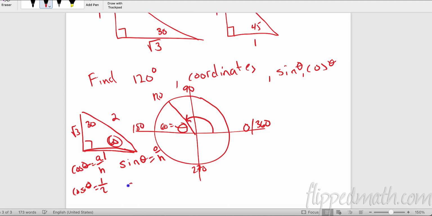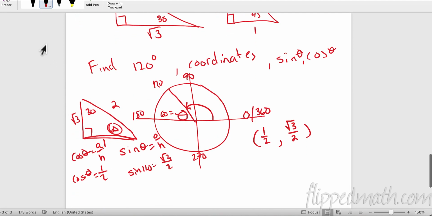The sine of 120, opposite, radical 3 over 2. All right, now we're going to find our x and our y. Very simple. Our x is always our cosine, 1/2. Our sine is always our y value, radical 3 over 2.